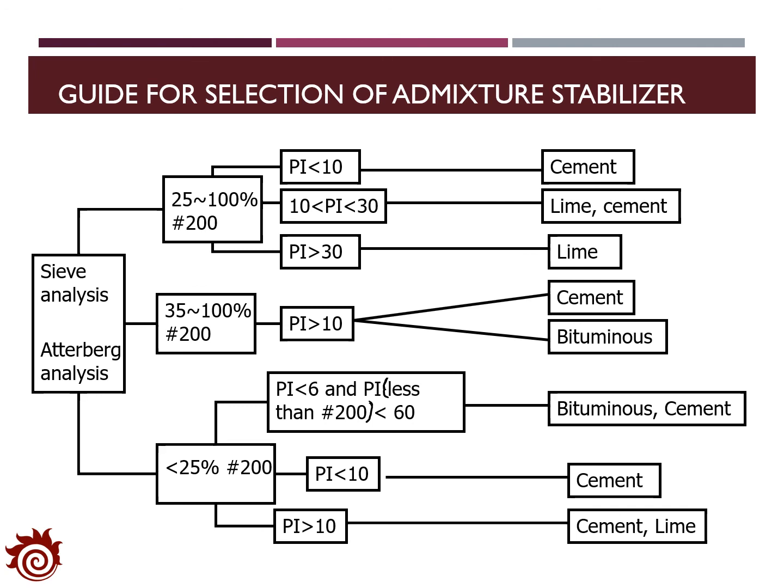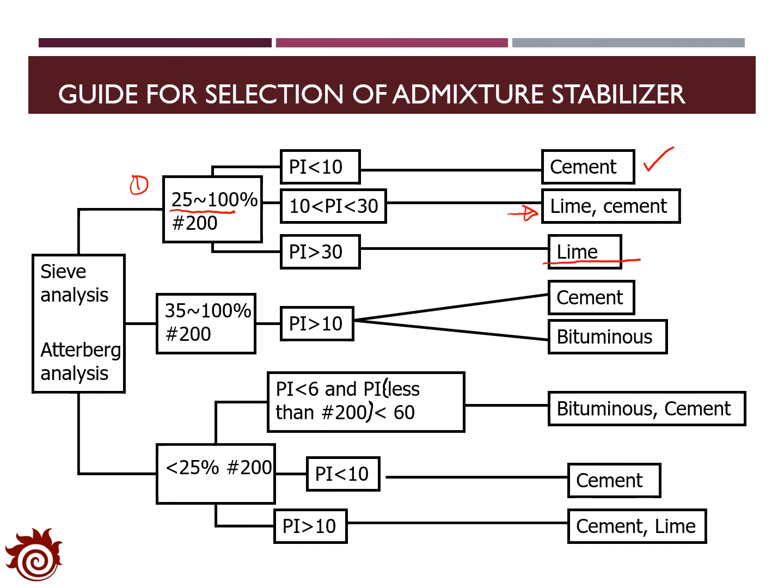First, we need to check the percentage of the soil passing the number 200 sieve. If the percentage is between 25 and 100, we'll go to the first group. And then we will check the plasticity index. If the plasticity index is less than 10, we will choose cement. If it's between 10 and 30, we will choose either cement or lime. If it's higher than 30, we can only take lime.